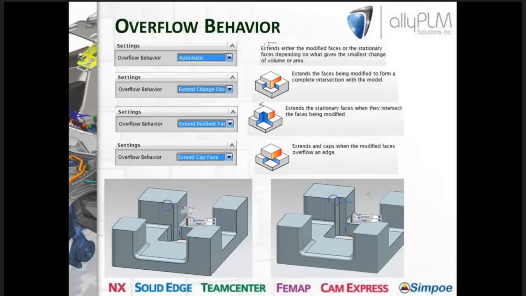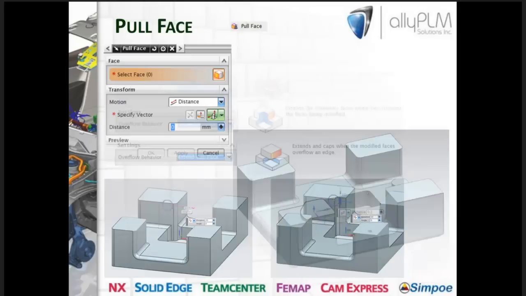We do have individual overflow behaviors. For example, you have extend change face, extend incident face, extend cap face, and I'd rather just show you those live, but you see roughly by the illustration. And these are actually the tooltips. The screenshots are from tooltips inside of NX. So if I hold over top of that option, I'll get that tooltip, and they do a pretty good job of explaining what's going to happen as I move that.